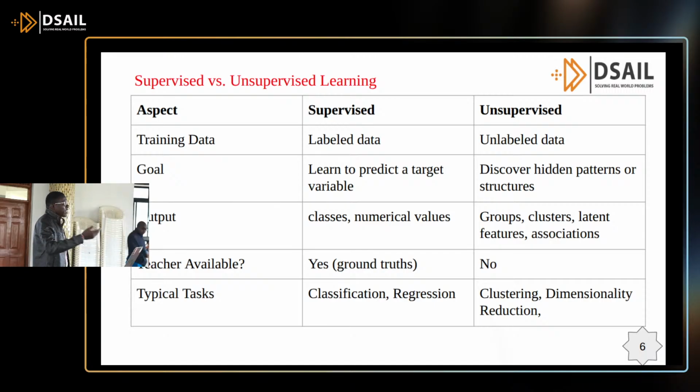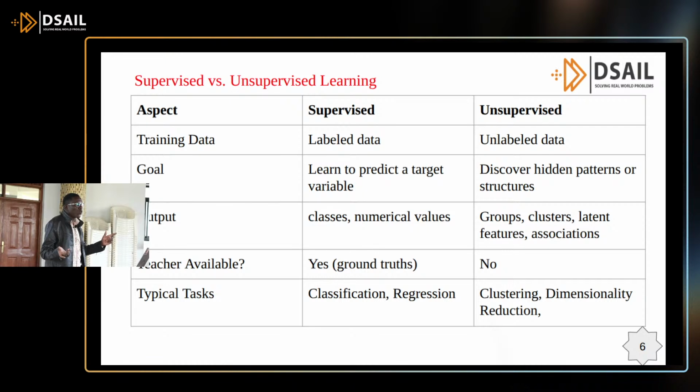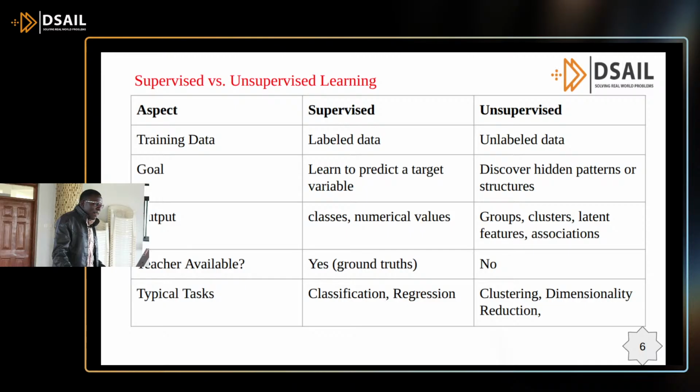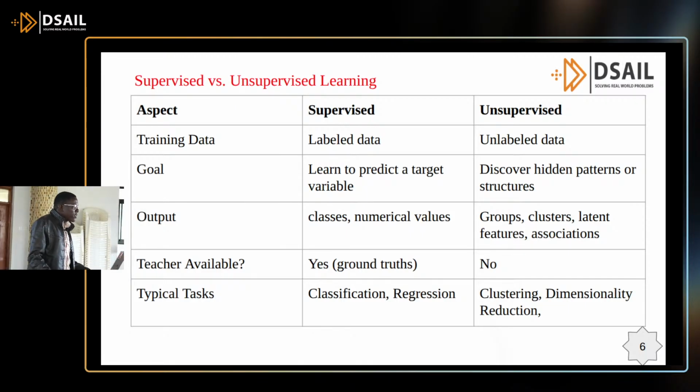When it comes to the training data, for supervised, it's labeled. For unsupervised, it's unlabeled. The goal for supervised is to learn to predict the target variables. I think it's been mentioned in the previous sessions, but in this case, you learn the patterns and you do the necessary. For the output, we have classes or variables in the regression models, and for unsupervised we end up having groups, classes.